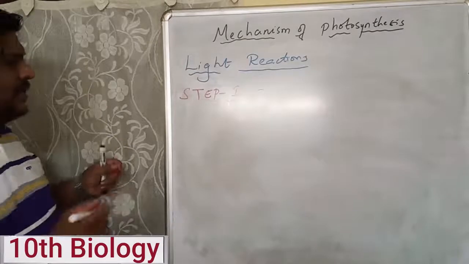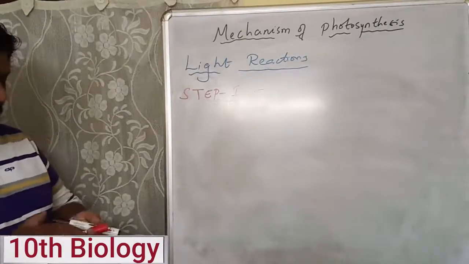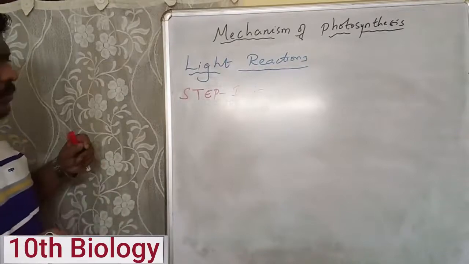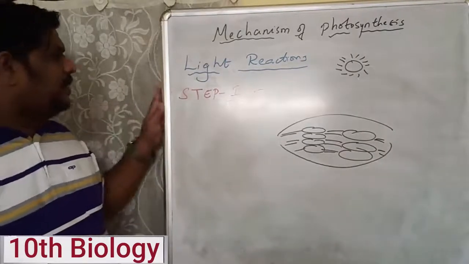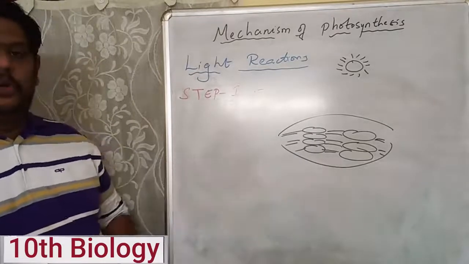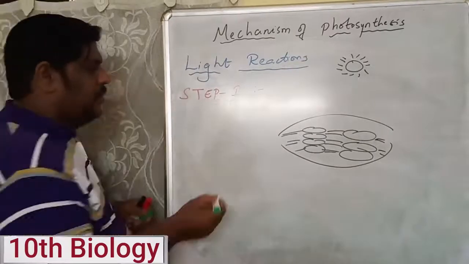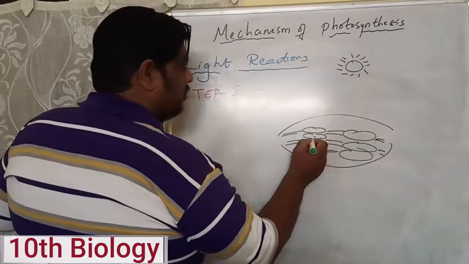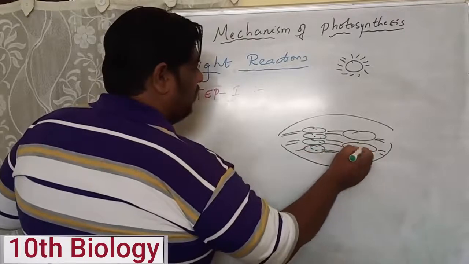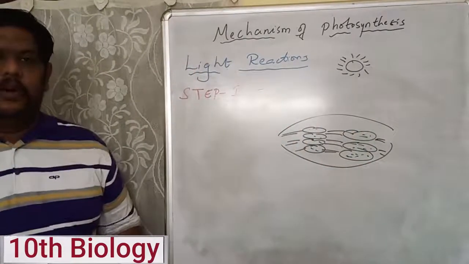Now we can see that there is a chloroplast. Let me draw it for you. Right, so coming to step 1. Now you can see here the sun, and also you can see the chloroplast. Here you can see the chlorophyll molecules. I just put dots here. These are the chlorophyll molecules. So the green dots are the chlorophyll molecules.